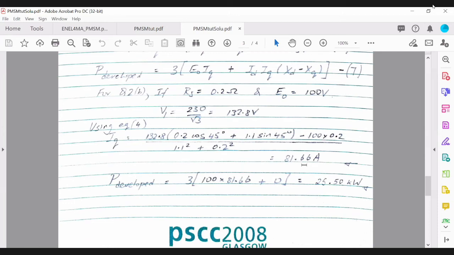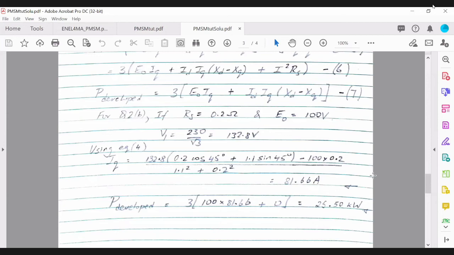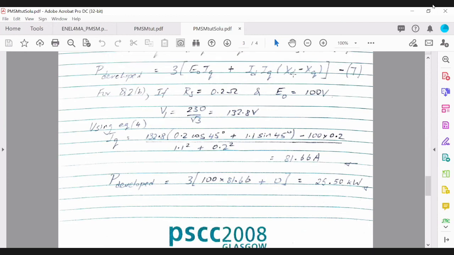So if you have the value for IQ, then you can basically determine the power developed using equation 7, right? So equation 7, basically I've substituted the value of E naught and IQ there, okay? And since ID is equal to XQ, obviously this component becomes 0, and then you can basically work out the power developed.